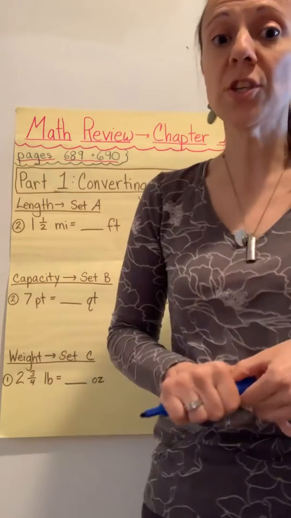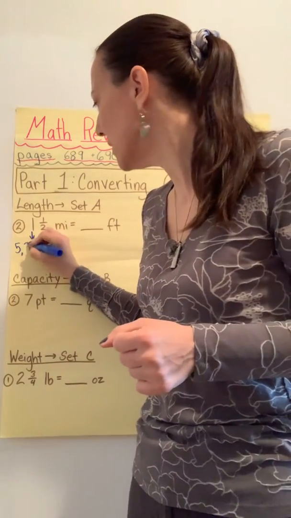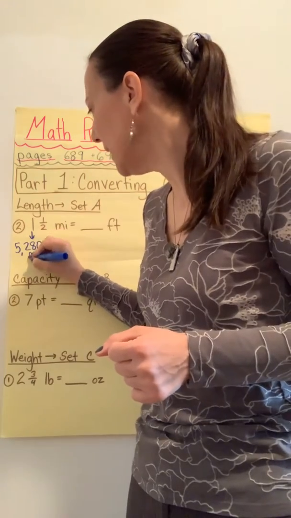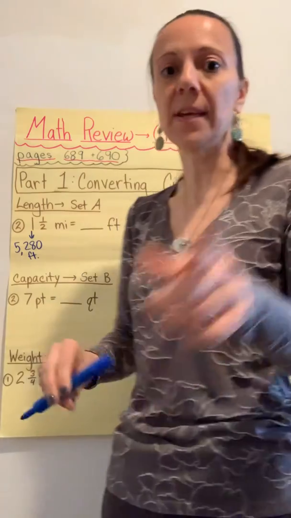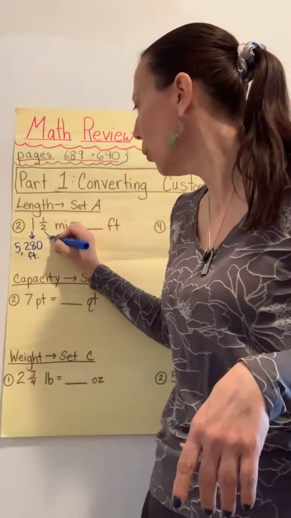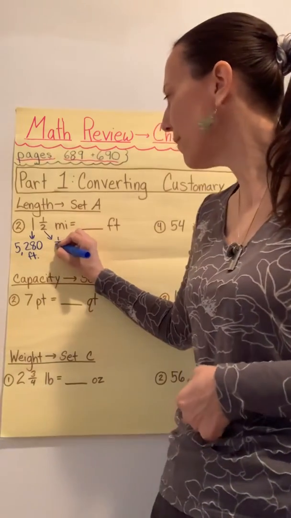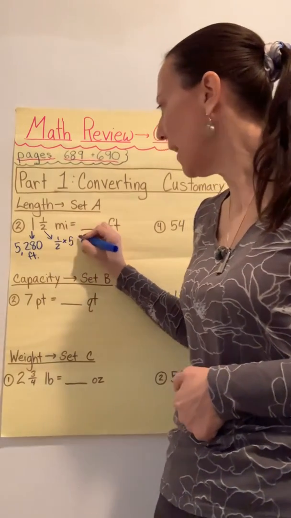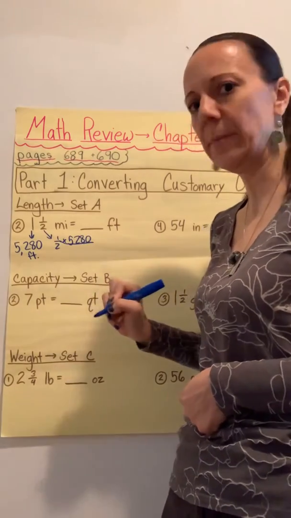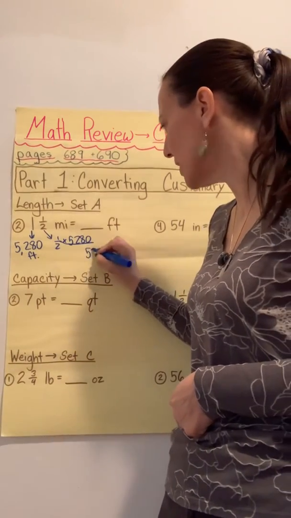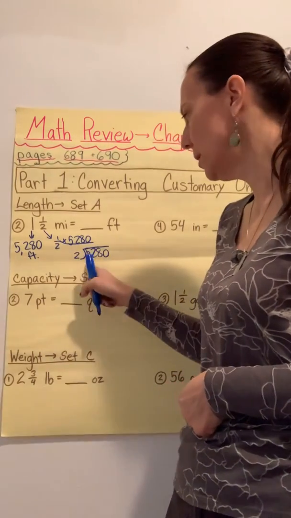Now on my conversion chart, it tells me that 1 mile is 5,280 feet. Okay, so times 1, that's easy. But now I need to figure out what's half of a mile. So I need to do half of 5,280 feet. Oops. That's the same as doing 5,280 divided by 2.